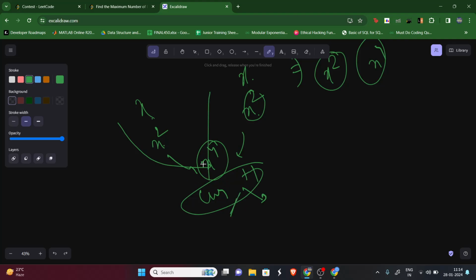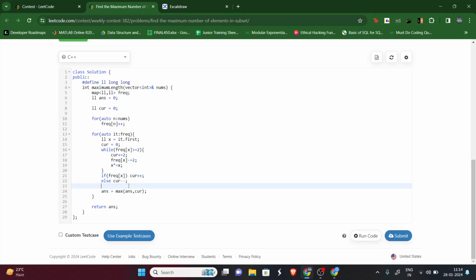Else, if this was not there, we'll make this the pivot and discard this x square. So we'll decrease our current by 1, because initially it would be 4. We are discarding one element, so it should be 3. So that's what we are doing over here. Finally we realize that by choosing this x, the current value will be the maximum size of the subset that we can form. So we'll maximize the answer, and finally we are returning the answer.